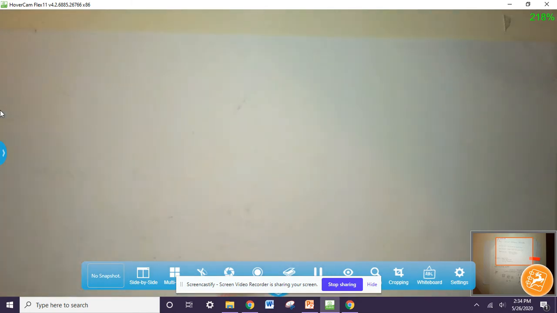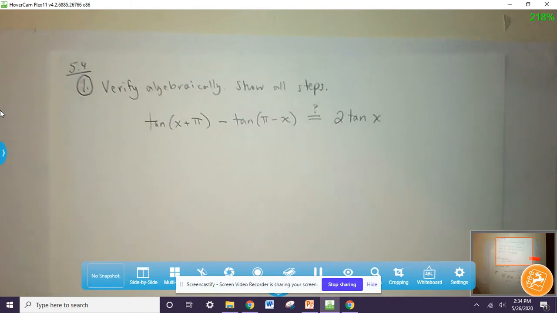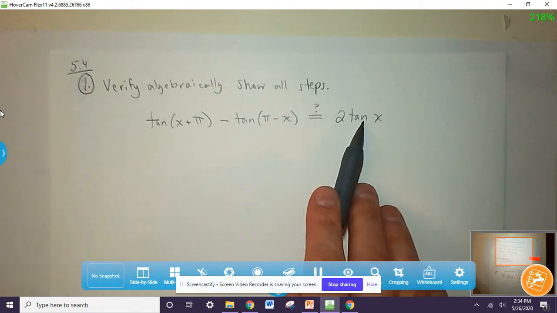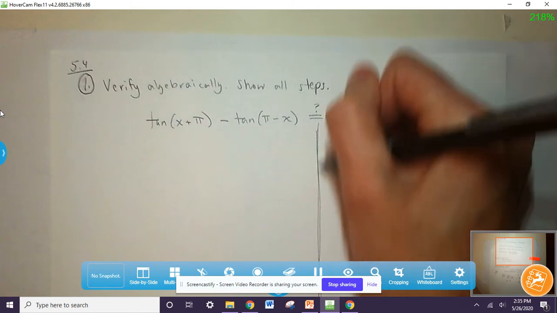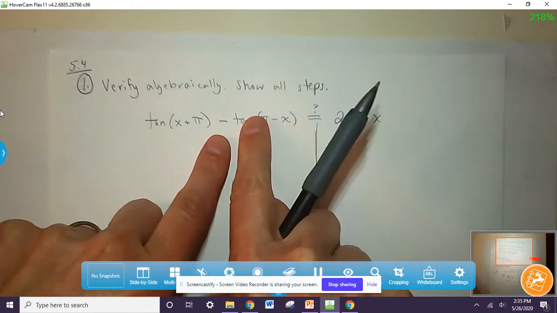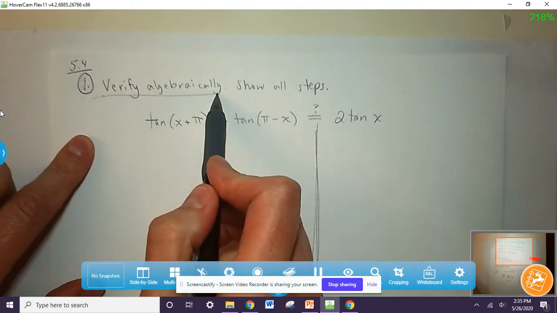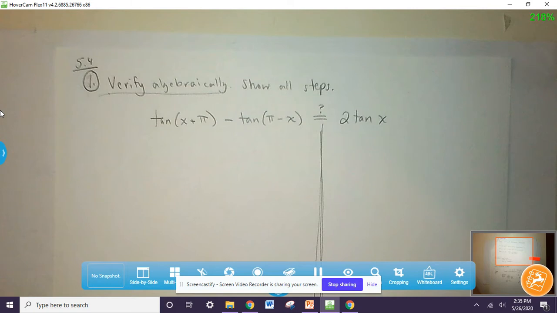Okay, so let's check out a couple problems. And the first one we're going to do together is a verify algebraically. So this side is equal to this side. The question mark's there just to remind you that you can't divide both sides by 2. You can't add this to the other side. So our job for verify algebraically is to prove that this side equals this side. So we want to show that the two sides are equal.